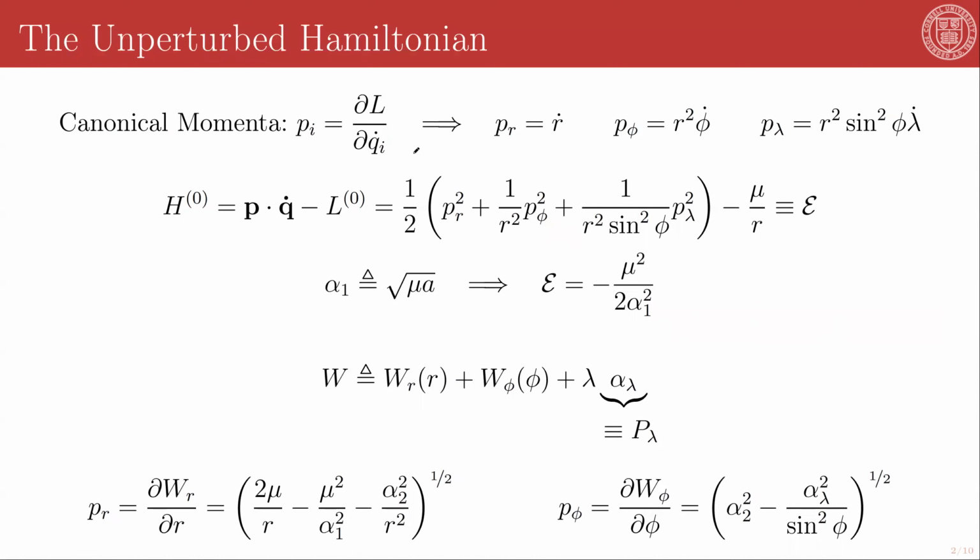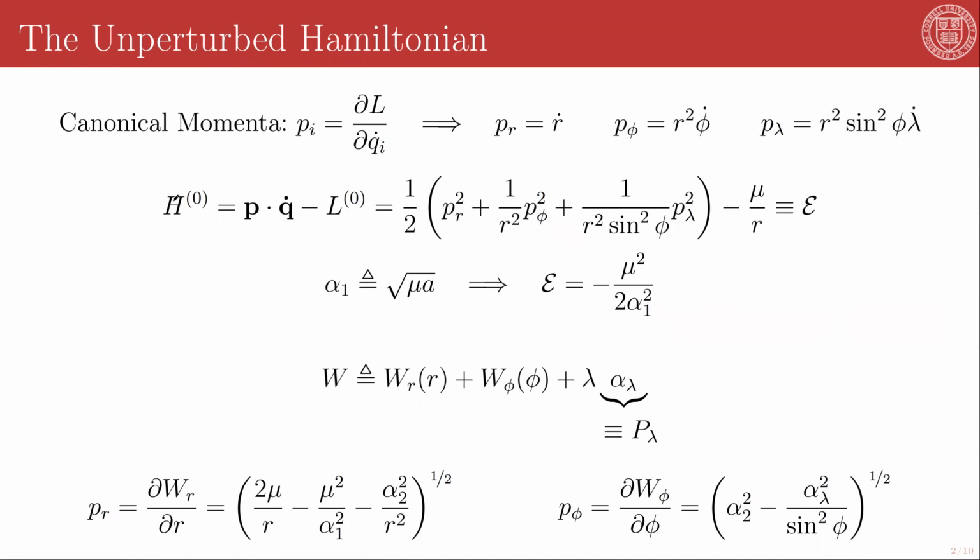The canonical momenta for the system are given by the partial derivatives of the Lagrangian with respect to the time derivatives of the various generalized coordinates, which are our spherical coordinates. And so the conjugate momenta associated with the r coordinate is just r dot, p sub phi is r squared phi dot, and p sub lambda is r squared sine squared phi times lambda dot.